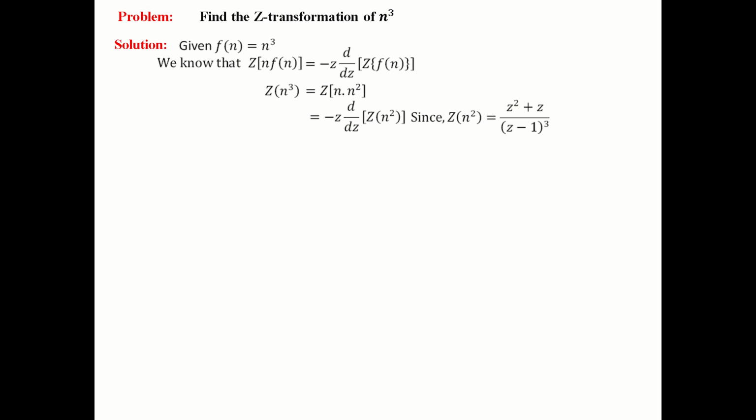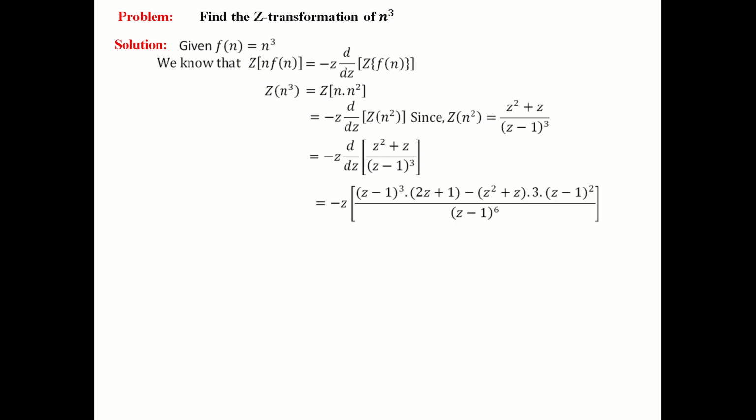For z of n square we know from the previous problem, z square plus z by z minus 1 whole cube. Substituting: minus z d by dz of z square plus z by z minus 1 whole cube. Again you have to use the derivative of u by v. So here v is nothing but z minus 1 whole cube. U is nothing but the numerator z square plus z. So v square in the formula: z minus 1 whole cube the whole square, so you will get z minus 1 whole power 6.